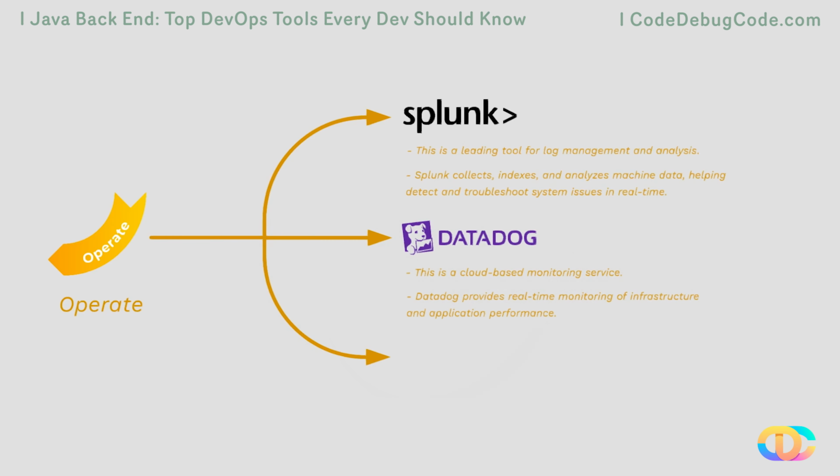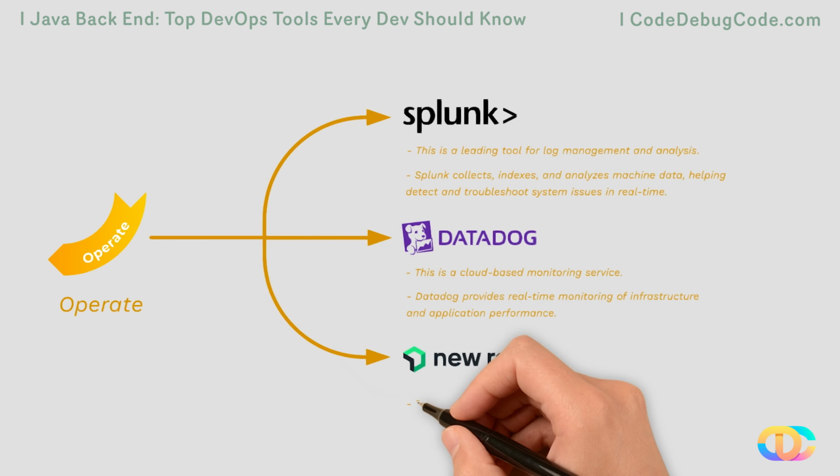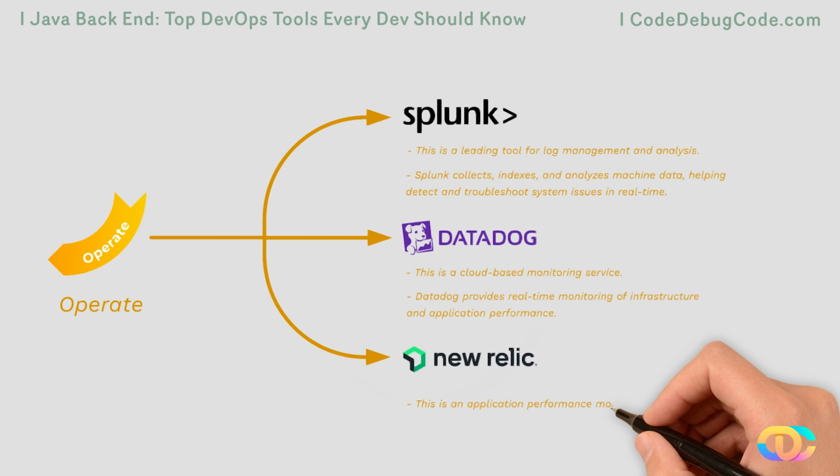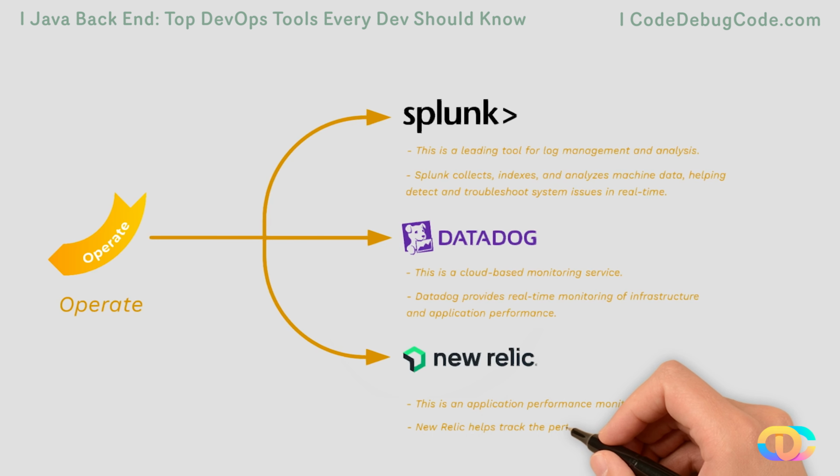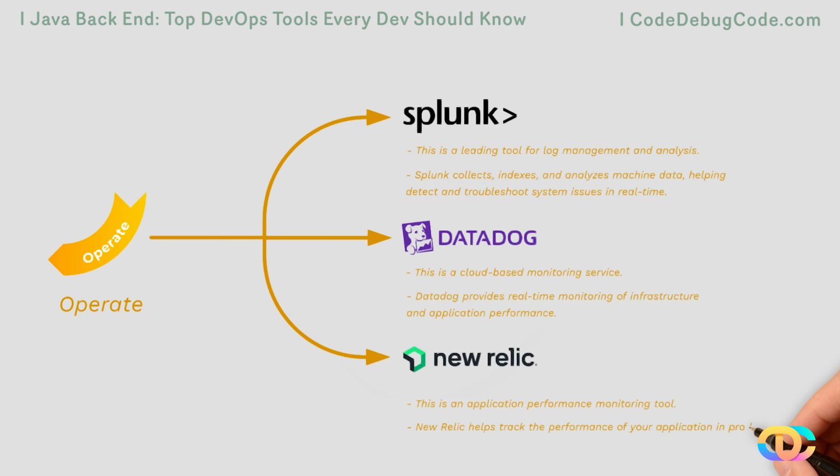Last but not least, is New Relic. This is an application performance monitoring tool. New Relic helps track the performance of your application in production.